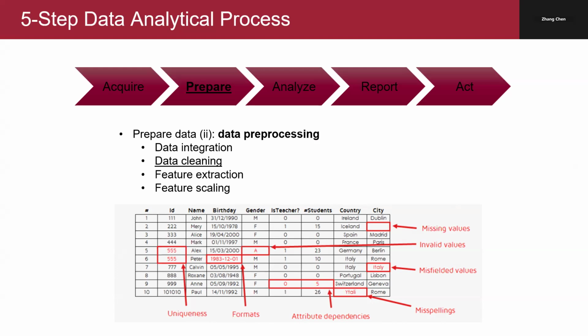Another issue is format inconsistency, for example, the dates. There are many different ways to write dates, from Europe and America, the different formats of the dates. We also need to check the attribute dependencies, such as whether a city matches its country, and fix misspellings, for example, to prevent incorrect matching.